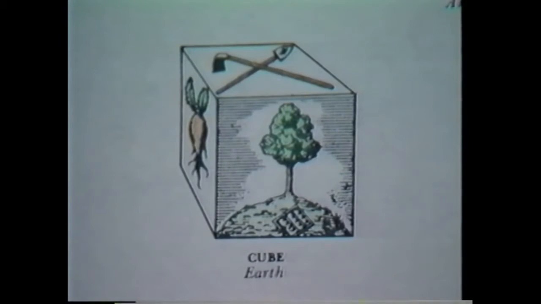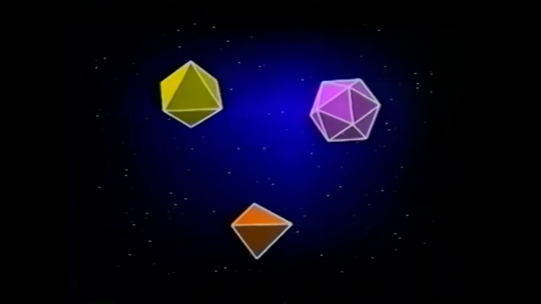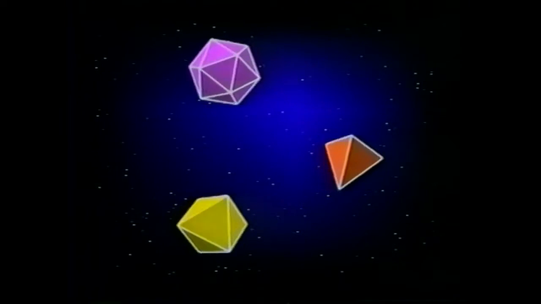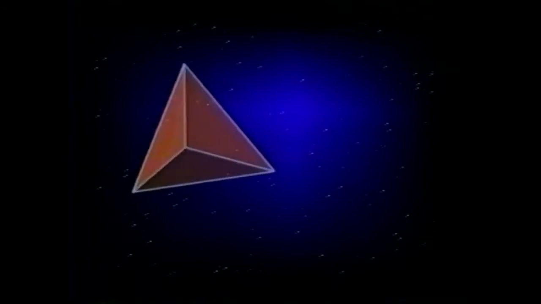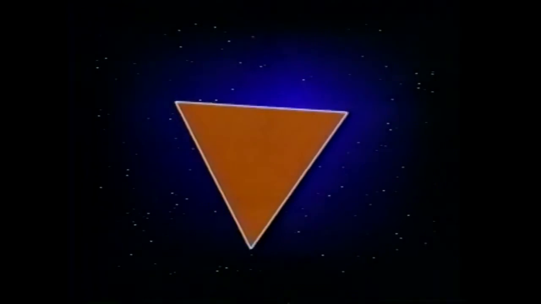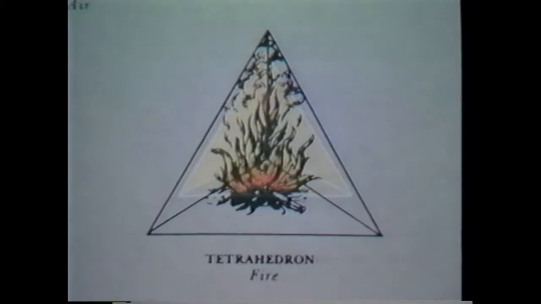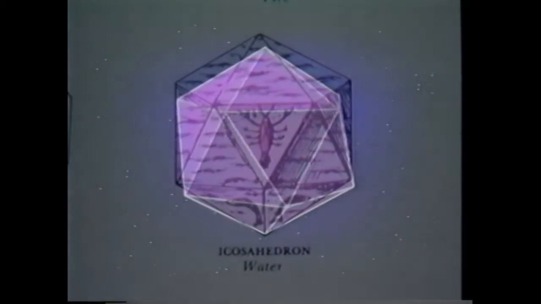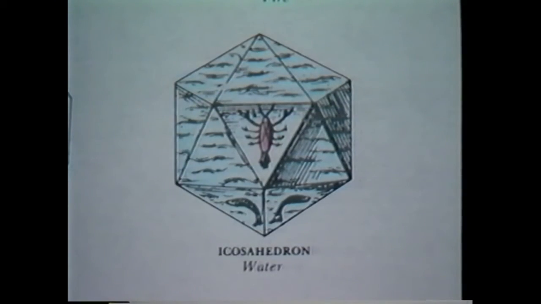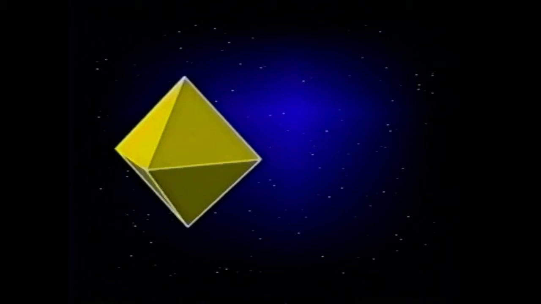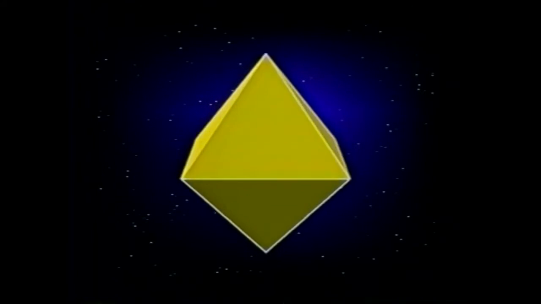The cube, because it is so sturdy, was the earth. The 3 solids with triangular faces represented various degrees of wetness according to their ratios of surface area to volume. The tetrahedron has the largest ratio and was associated with the driest element, fire. The icosahedron has the smallest ratio and was associated with water itself. The octahedron is in the middle and stood for air.